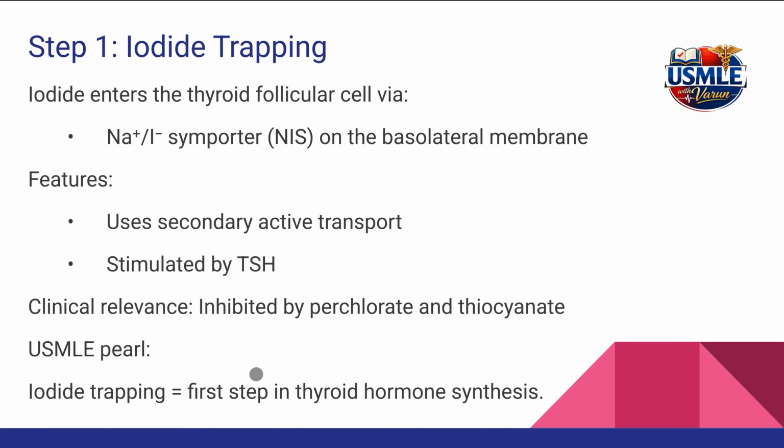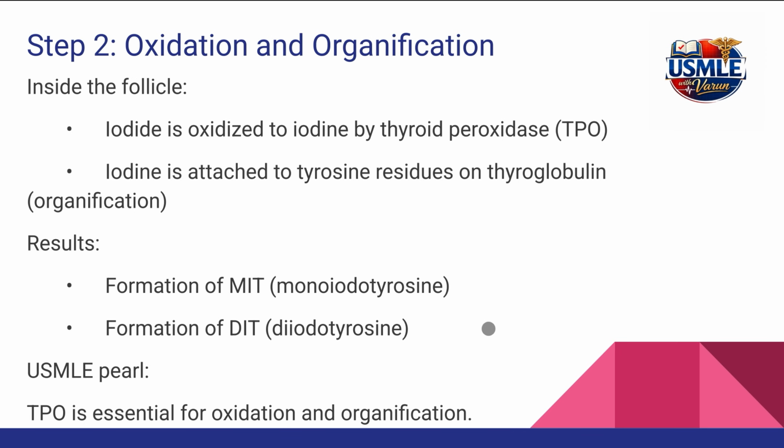So iodide trapping is the first step in thyroid hormone synthesis. This is a key point from this slide. The second step is oxidation and organification. Thyroid peroxidase oxidizes iodide and attaches it to tyrosine residues on the thyroglobulin and forms MIT and DIT, monoiodotyrosine and diiodotyrosine.